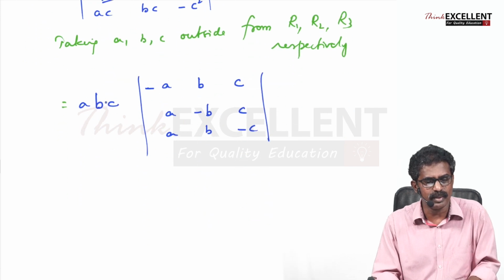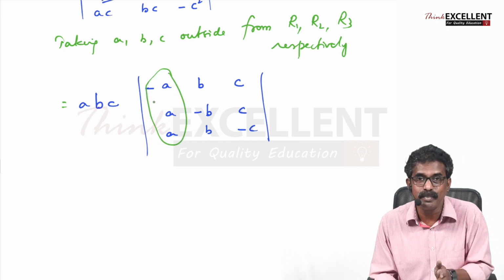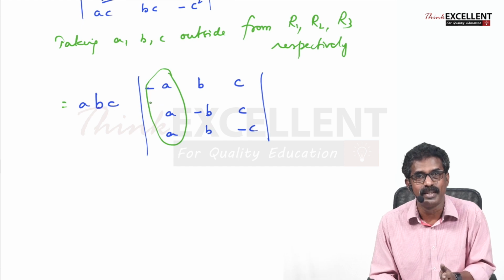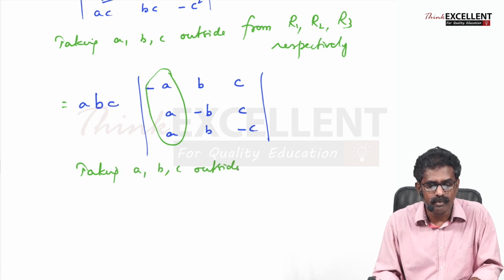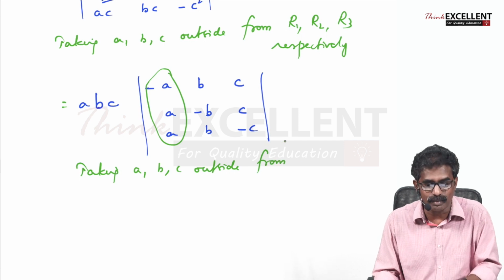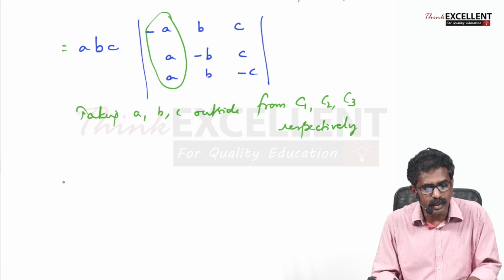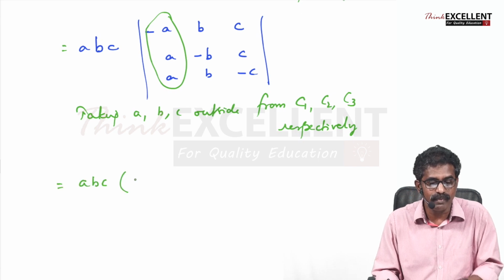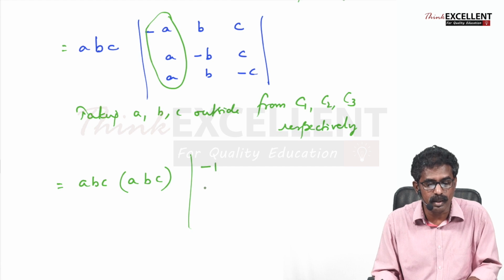Still you can see something common, no? First column, what is common? A is common. Second column, B is common. Third column, C is common. So again you are taking A, B, C outside, from what now? Now not rows, columns, right? From C1, C2 and C3 respectively. That means already you have ABC. Now from the first column you take A outside, second column B, third column C. Tell me what's the remaining. First column, you take A outside, so remaining is minus 1, 1, 1.